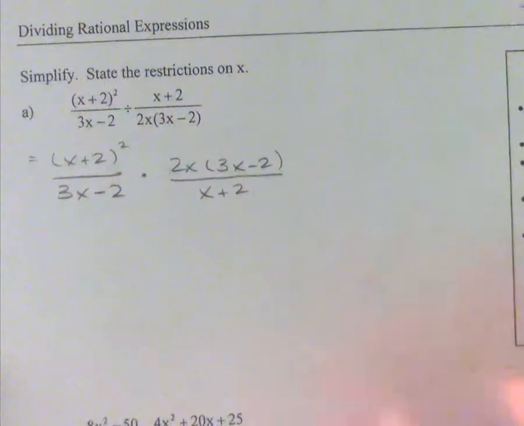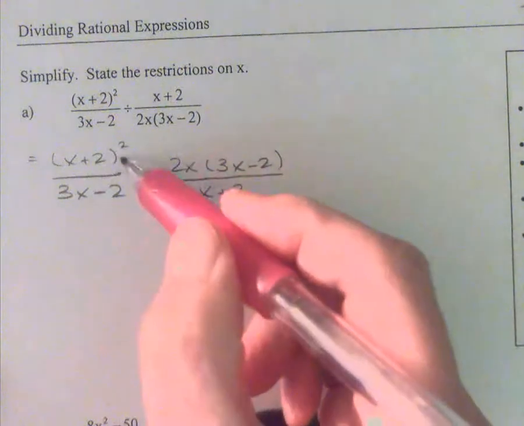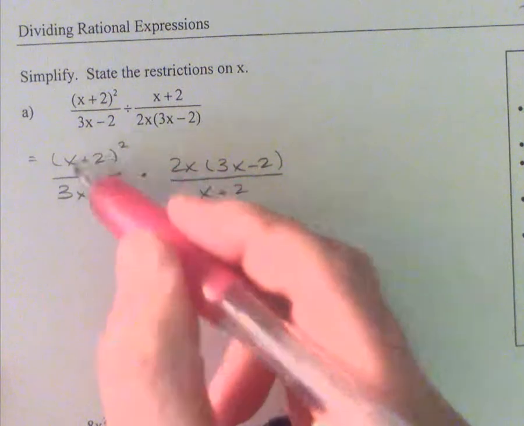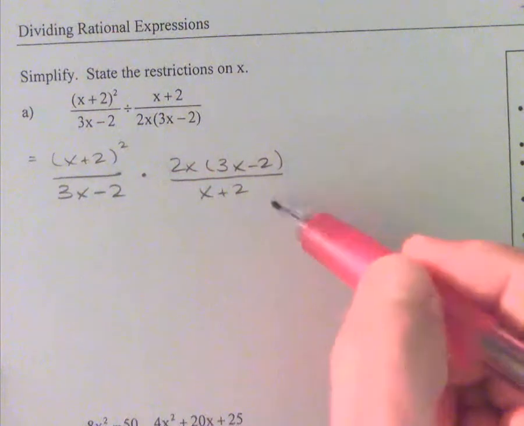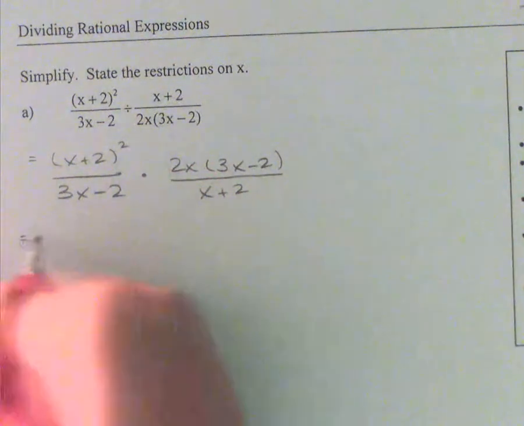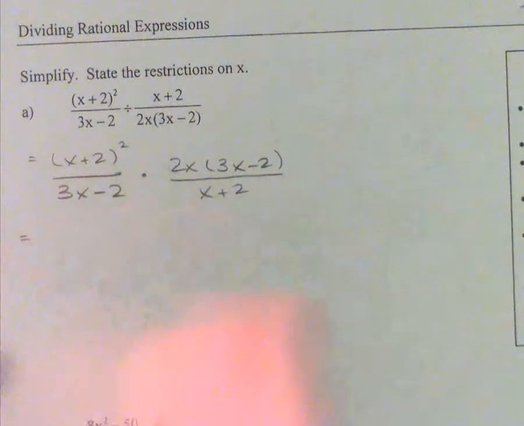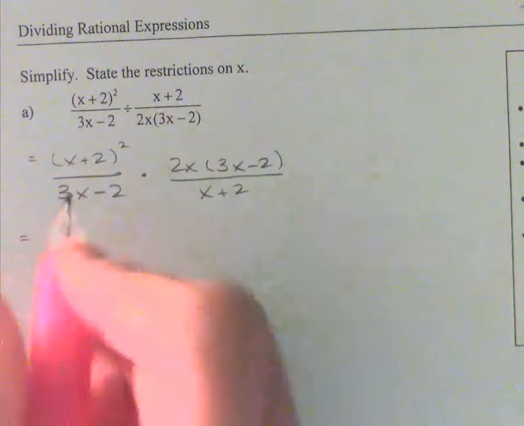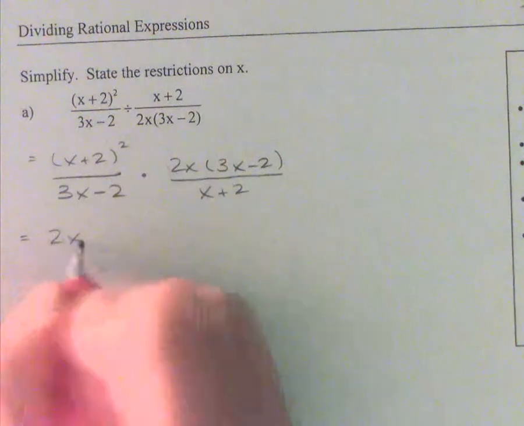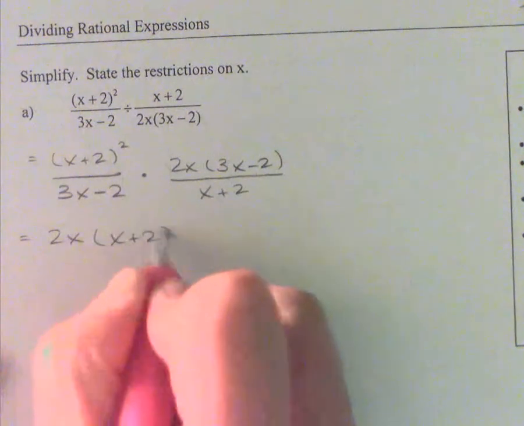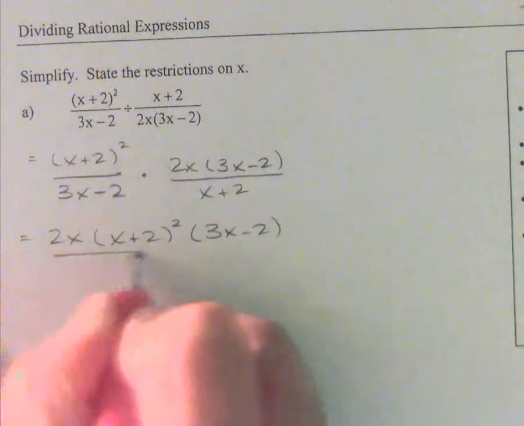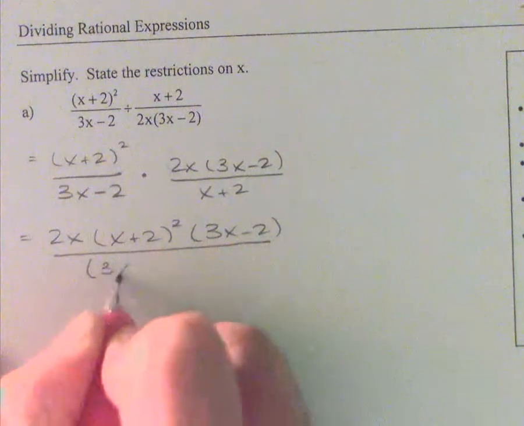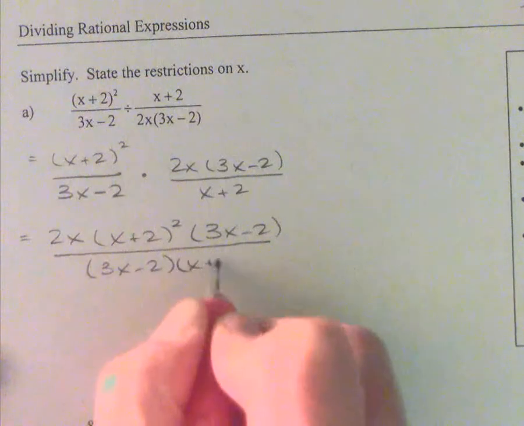Now I look, is it factored? So this is factored. Really, this means x plus 2 twice. This is fine, and this is factored, and this is fine. So we're good, so I can multiply top times top and bottom times bottom. So I have 2x, x plus 2 squared, 3x minus 2, all over 3x minus 2, and x plus 2.